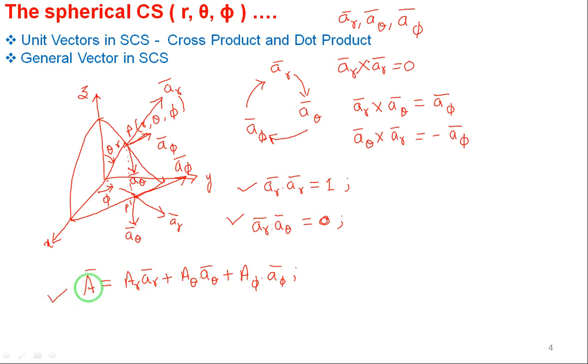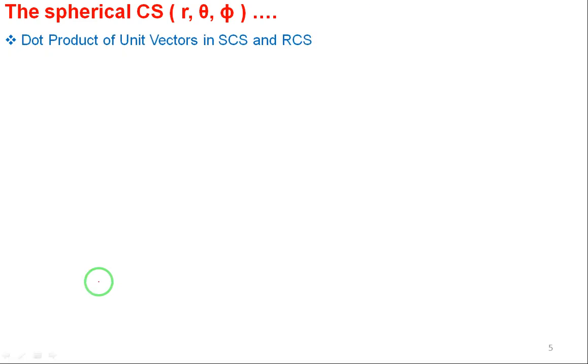I can go on writing the general vector in spherical coordinate system. I hope in this we have studied how to write the general vector in spherical coordinate system. I hope this is clear to you people. I will move to the next topic.